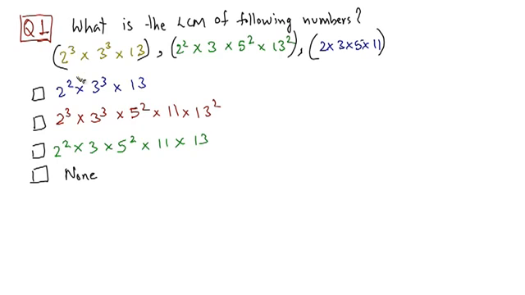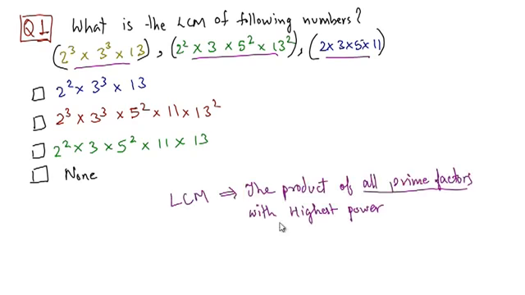Well, if you observe carefully, these numbers that are given to you are expressed as a product of prime factors. And that is the first step we usually do while calculating LCM by using the prime factorization method. Now, if you recall, by the prime factorization method, LCM is the product of all prime factors with highest power. So LCM would be equal to the product of all prime factors. So all of the prime factors are 2, 3, 13, 5 and 11. So 2 into 3 into 5 into 11 into 13.